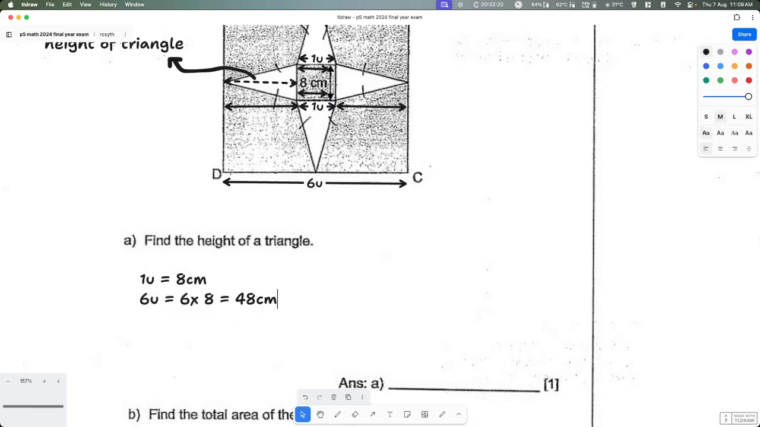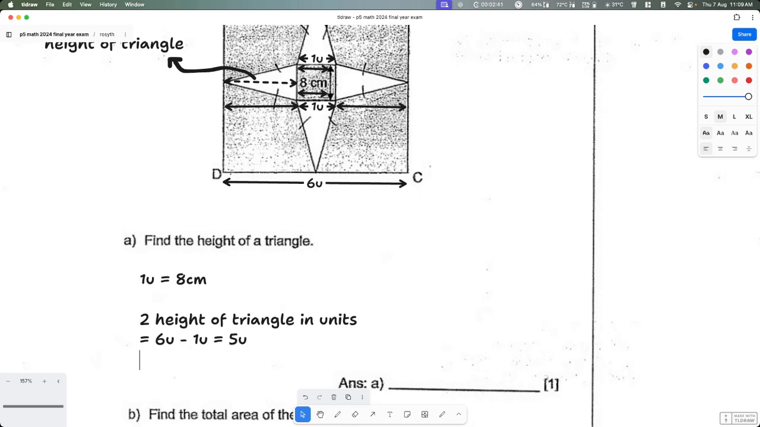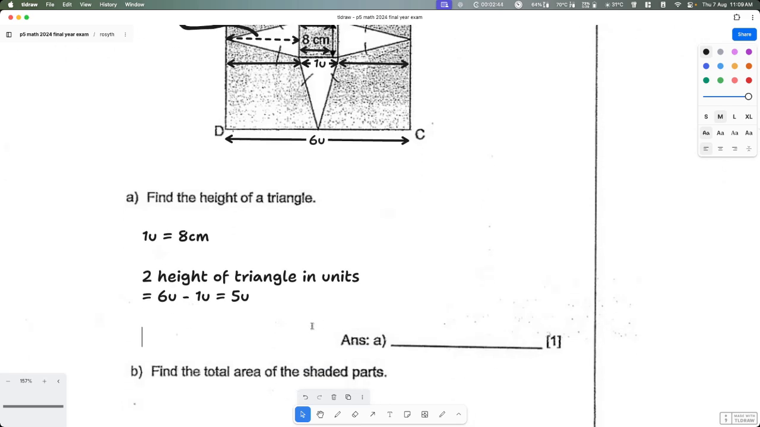Height of triangle in units, right? So two heights of triangles in units is equal to 6 units minus 1 unit, which is equal to 5 units. Okay, so that means 5 units is equal to 5 times 8, which is equal to 40 centimeters.